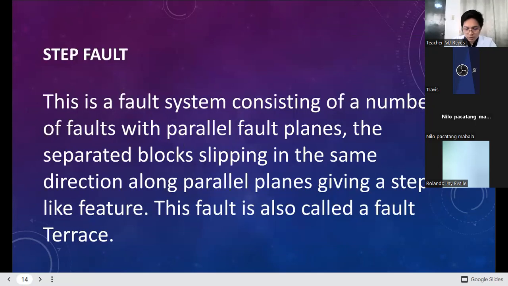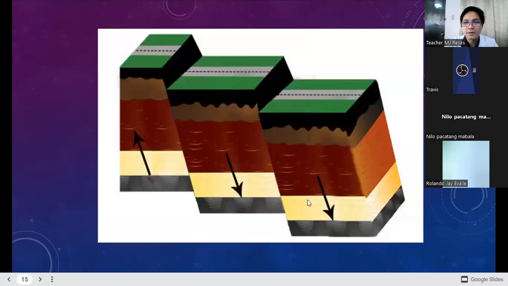Okay, step fault. What's with the step fault? This is a fault system consisting of a number of faults with parallel fault planes. Okay, the separated blocks slip in the same direction along parallel planes, giving a step-like feature. This fault is also called a fault terrace. Okay, just like this one. So it actually resembles what? A step-like... Looks like stairs. Yes, correct. It looks like stairs.